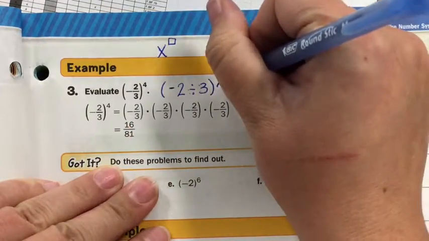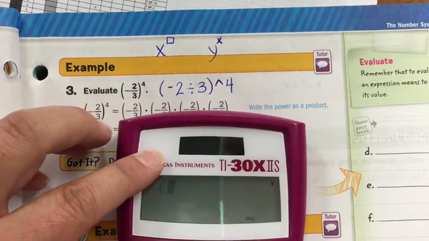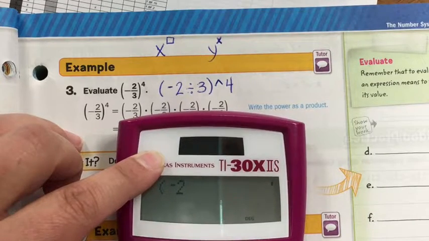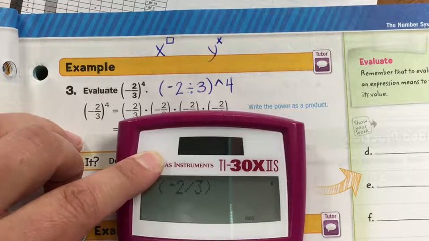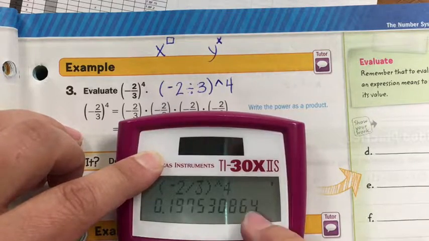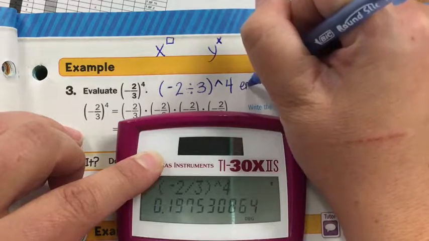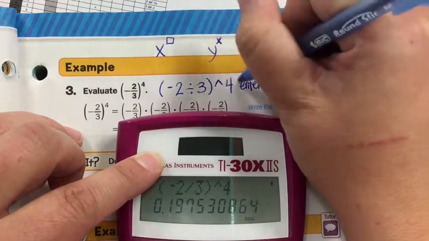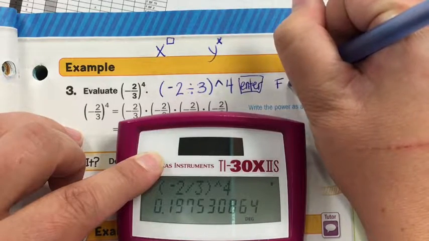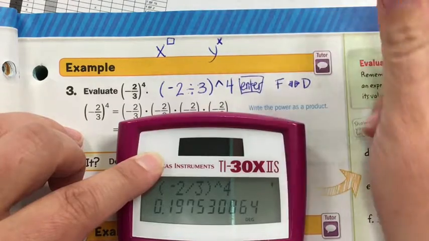And then a 4. So if I type that into my calculator, I would get negative 2, divided by 3, close parentheses, caret 4. And I got this number. So notice that's a decimal. So then after I do that, I'm going to put enter, or you can do exe, it depends on your calculator. And then I'm going to change it from a fraction to a decimal. This is the stuff that we learned last lesson. We learned how to do it with your calculator. Fraction, decimal.